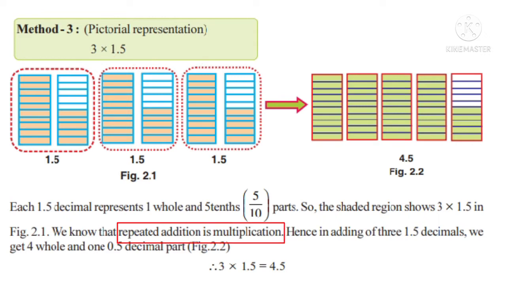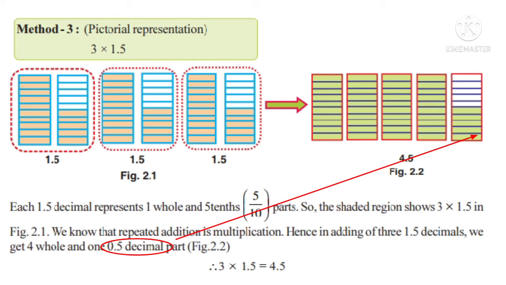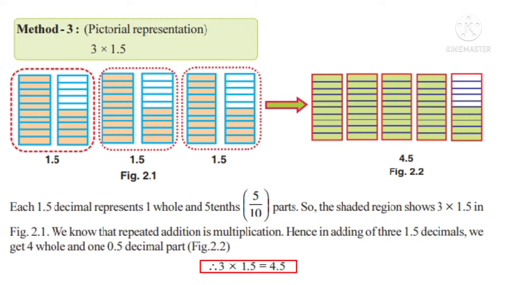So in 3 into 1.5, 3 such type of figures are taken, that is rectangular regions are taken. We know that repeated addition is multiplication. So by adding 1.5 decimals 3 times, we get 4 whole numbers and 0.5 decimals, in which each whole number represents a rectangular region of 10 parts, all are shaded, and 0.5 decimal part is 5 parts are shaded in 10 parts of a rectangular region. So 3 into 1.5 is 4.5.